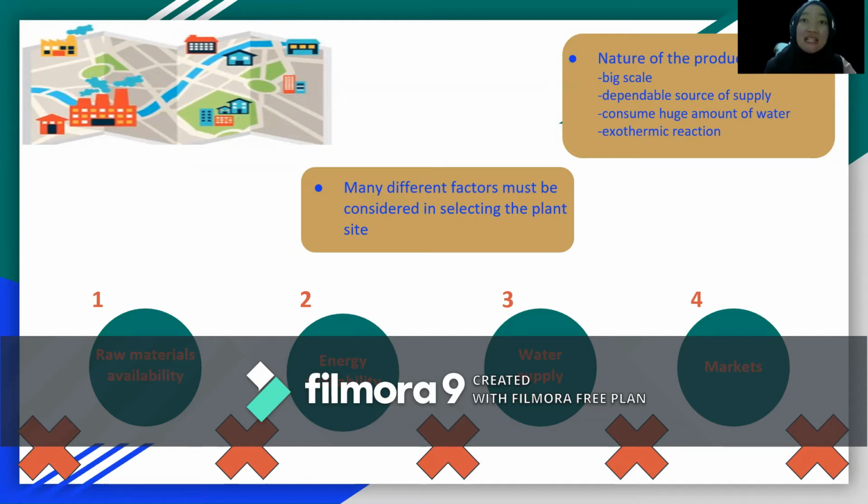So we have decided to narrow down the factors to 4 main ones that the other members will explain in detail later, which are: first, raw materials availability; second, energy availability; third, water supply; and lastly, the markets of the location.